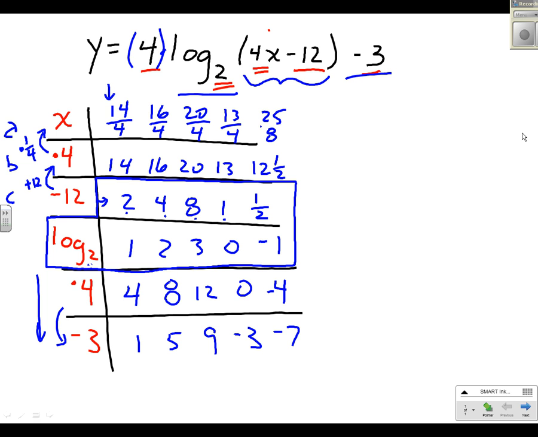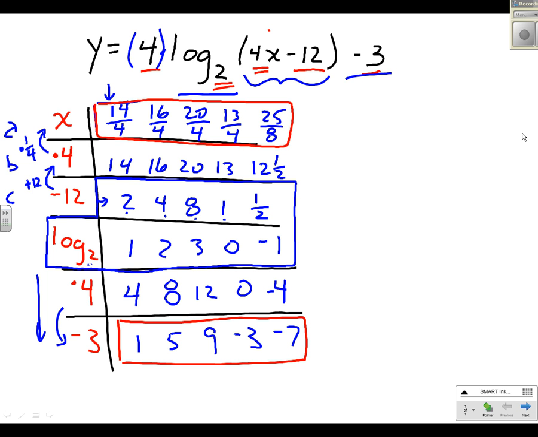25 eighths. Okay? So what I've just created here is a T-chart. Let me go ahead and put that in a different color. A T-chart of X values that produce these Y values. And if I plot those, I'm in good shape.